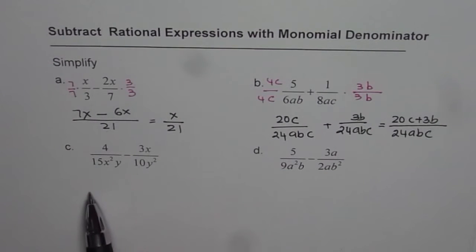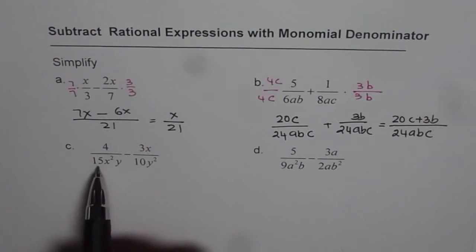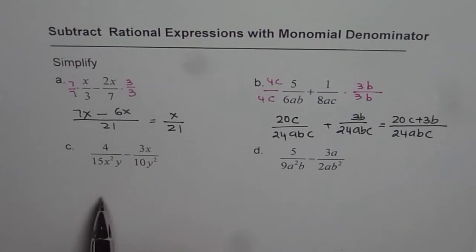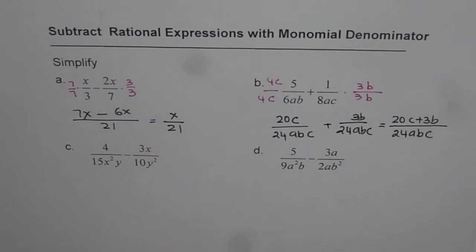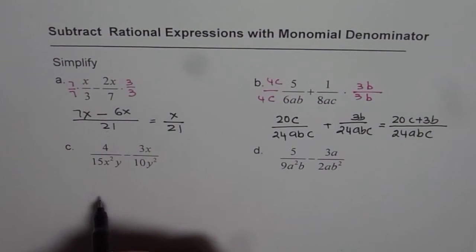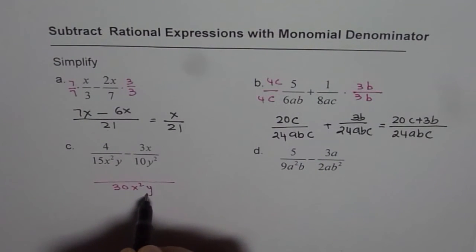Part C is 4 divided by 15x squared y minus 3x divided by 10y squared. Now what should be the common denominator? 15 and 10, it should be number 30, right? 15 times 2 is 30, 10 times 3 is 30. How about the variable part? Variable parts, we need x squared, we need y, but we have y squared. So we need all x squared and y squared. That is the common denominator, okay? So in this case, the common denominator should be, let me write down, 30 x squared y squared.